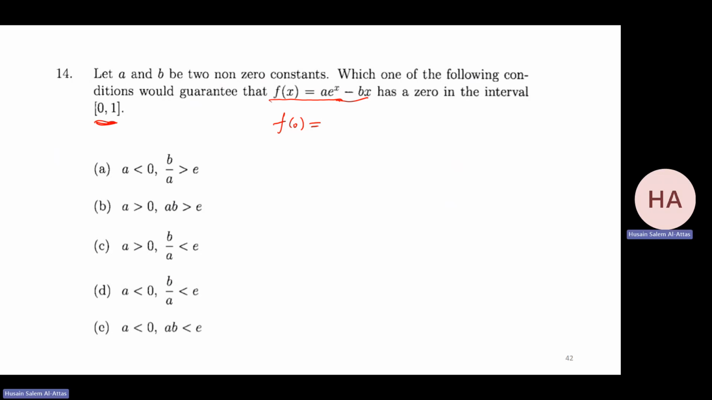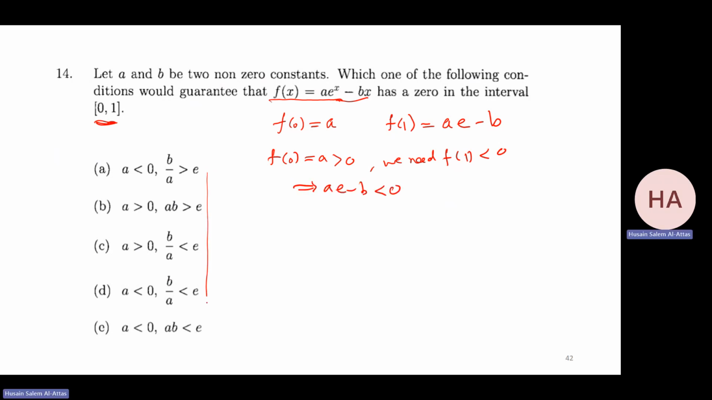Very clear. So at x equals 0, I have a. At x equals 1, I have what? a e minus b. Okay, so let me start with f of 0 positive, with this possibility. For sure, we need f of 1 to be negative. That means a e minus b is negative. Take b to the other side. So it means a e less than b. So it means e less than b over a.